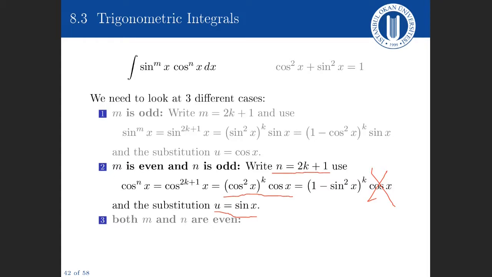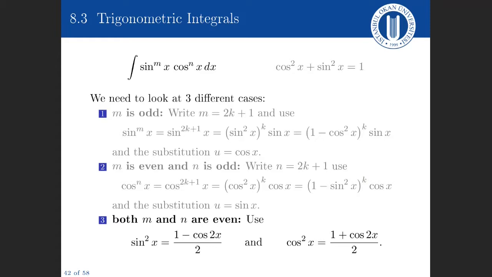In the final case, if they're both even numbers, we're going to use the formulae for sine squared x and cos squared x. And we'll use these to change our integral into an easier integral. So in all cases, we're going to be using the trigonometric identities and then some substitutions.